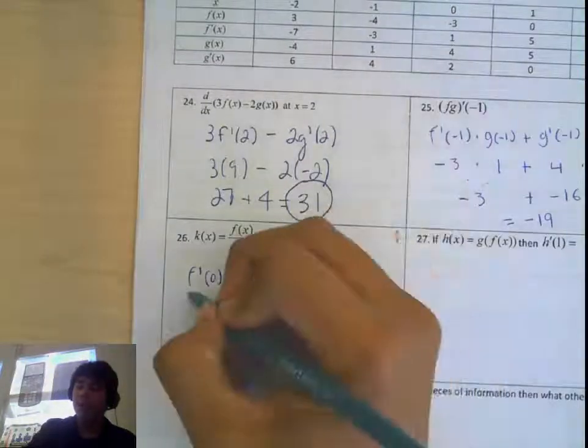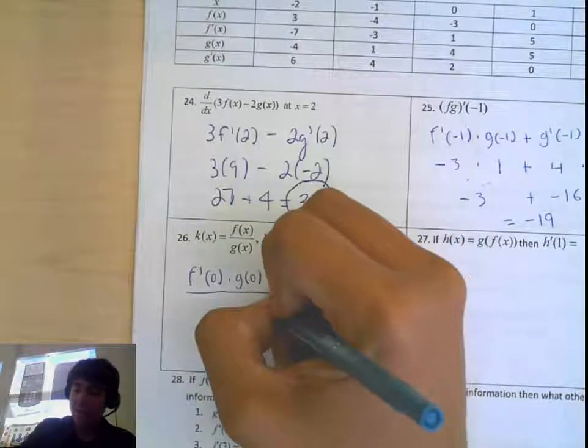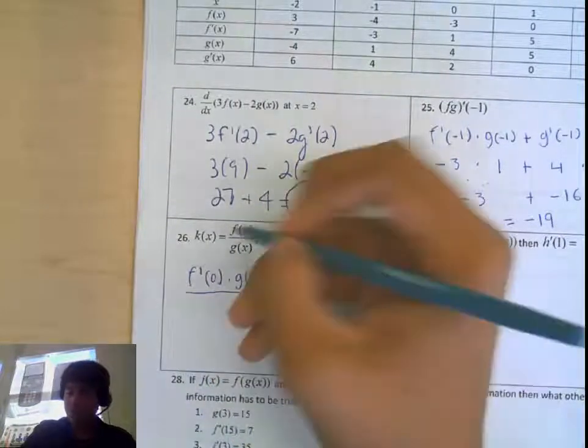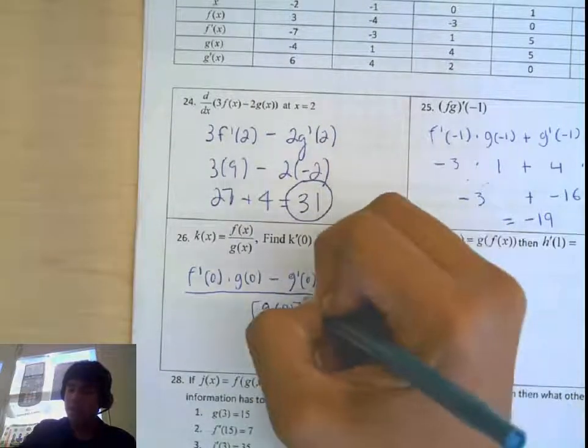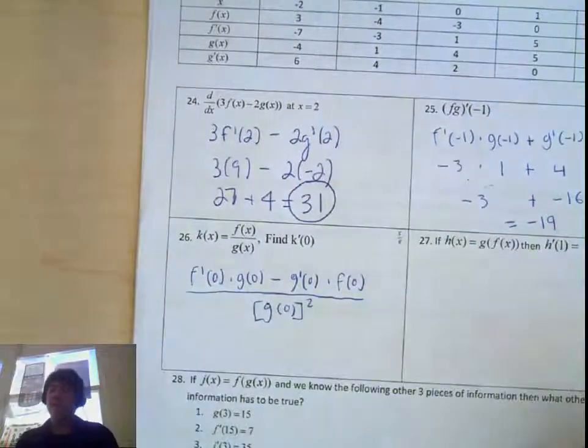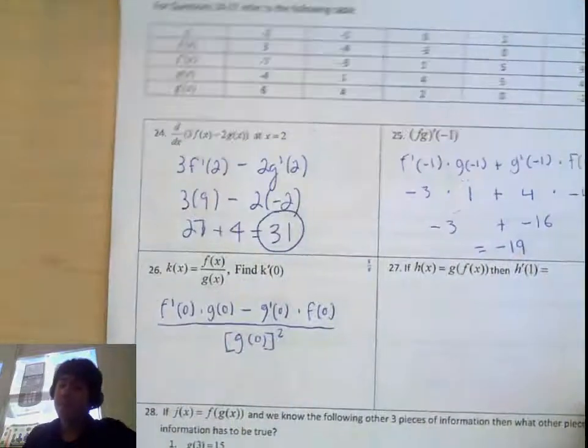But now you also have to divide everything by g of 0, which is your denominator, to the second power. Alright, now we plug in all of these points from the table.